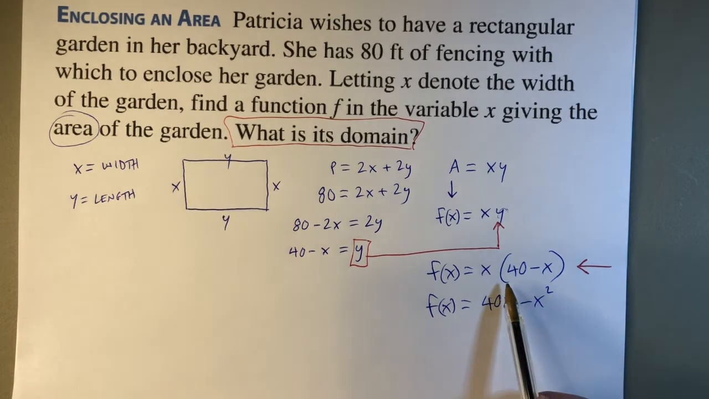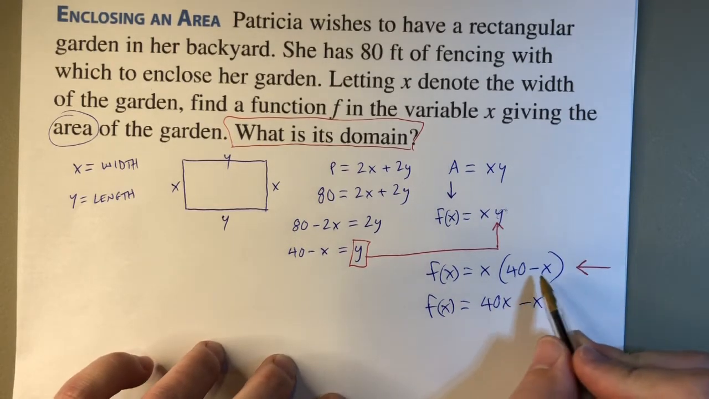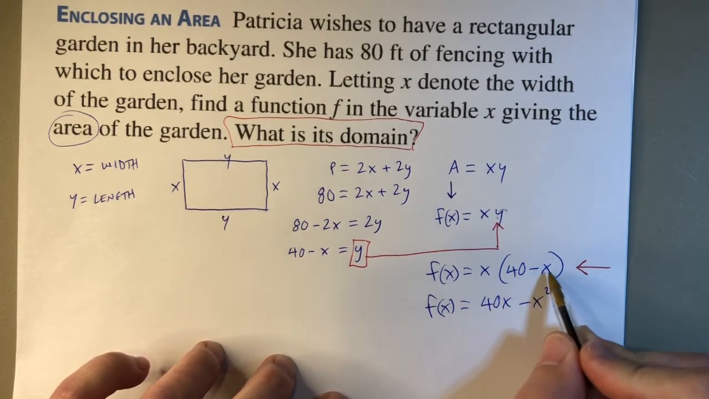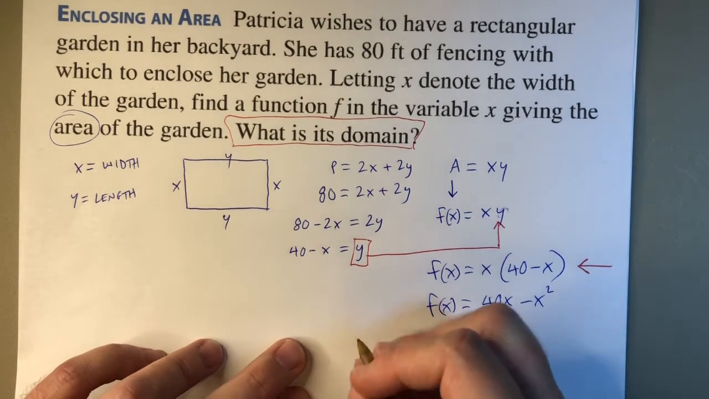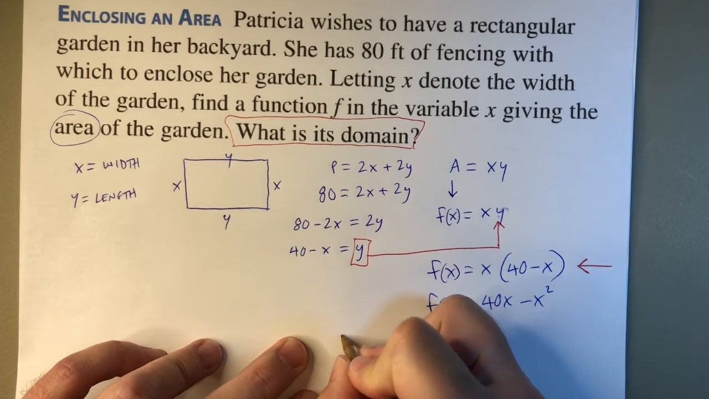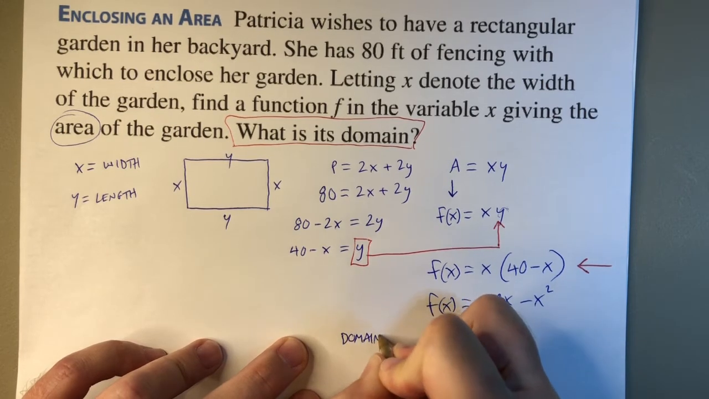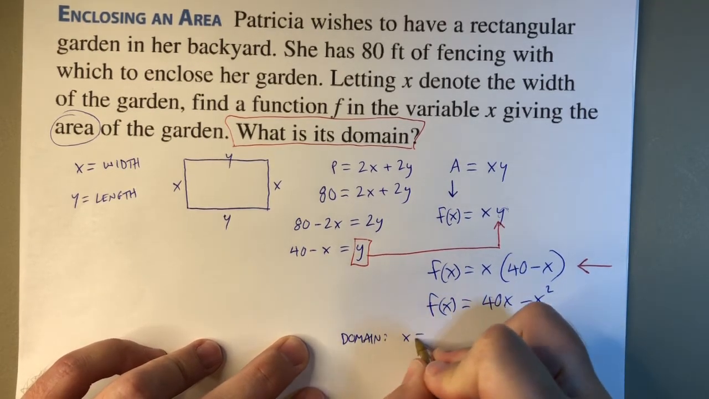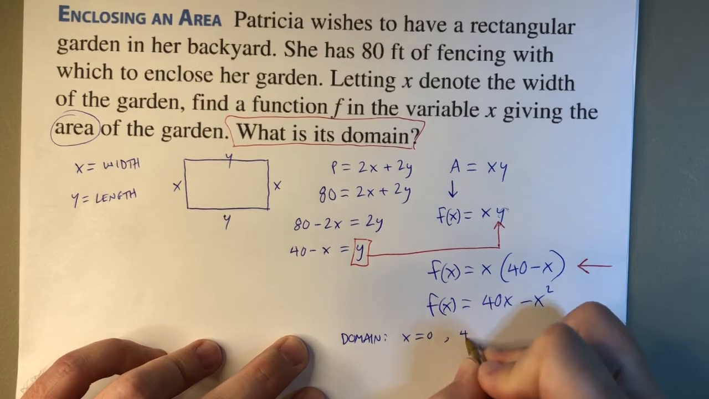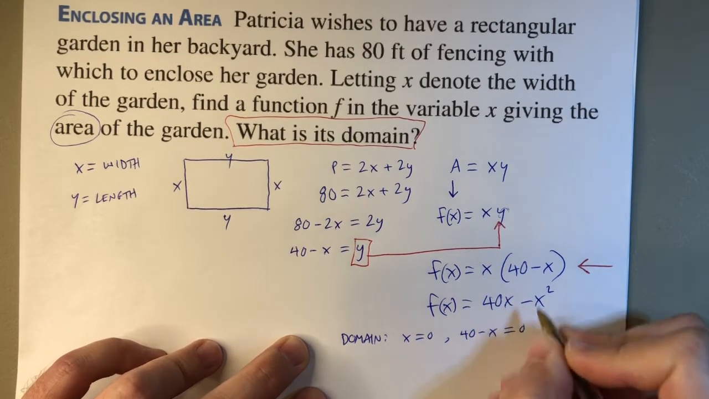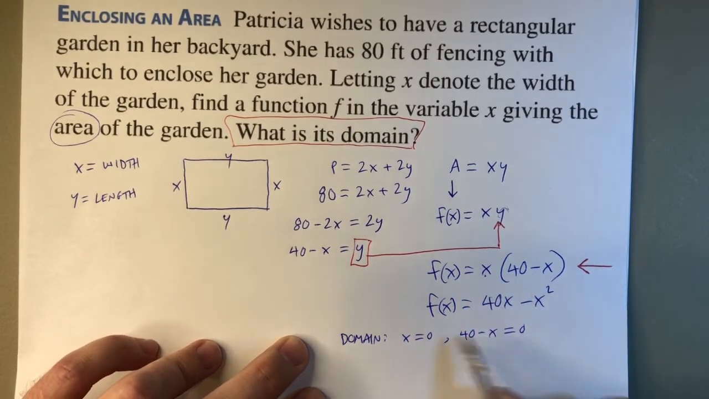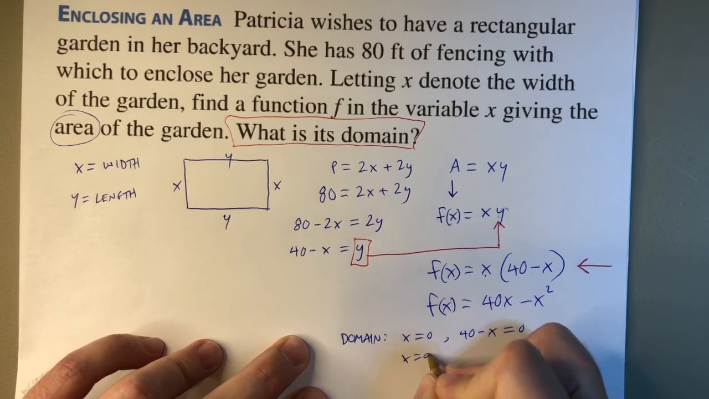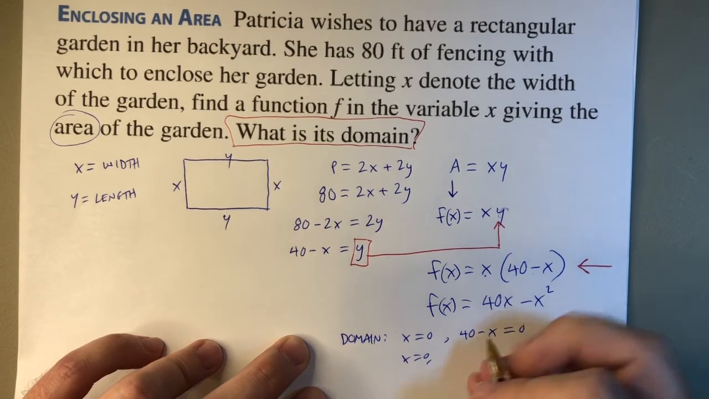Well, really, it could be equal to anything greater than 0, right? Or it could be equal to anything less than what? Less than 40. So what you're going to do to figure out the domain is this. You're going to let each factor in the factored form of the area function, f of x, be equal to 0, and then you're going to solve for x. So we get x equals 0, or what? X equals 40 if you solve this, right?